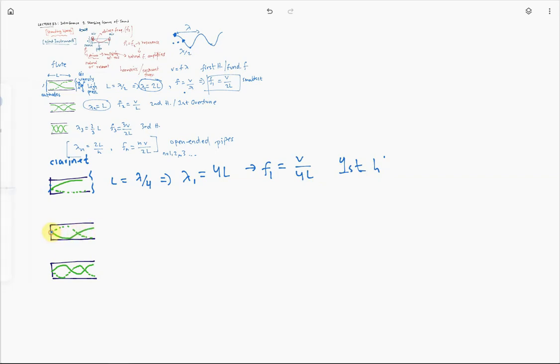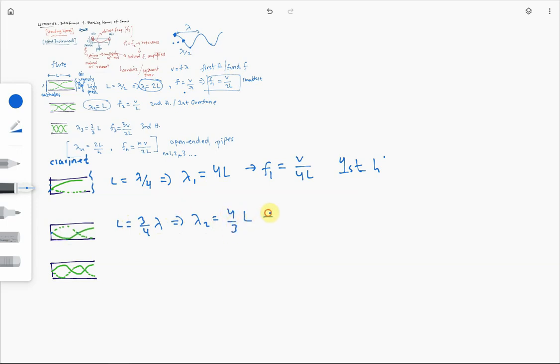This is a node here, an antinode here, a node there. So this is half a wave, and then this is another quarter. So quarter and half. Therefore, the length is 3 over 4 lambda, and therefore the second wavelength becomes 4 over 3L. Corresponding to that, we have the second harmonic for one end open pipes, which is 3V over 4L. This is the second harmonic.